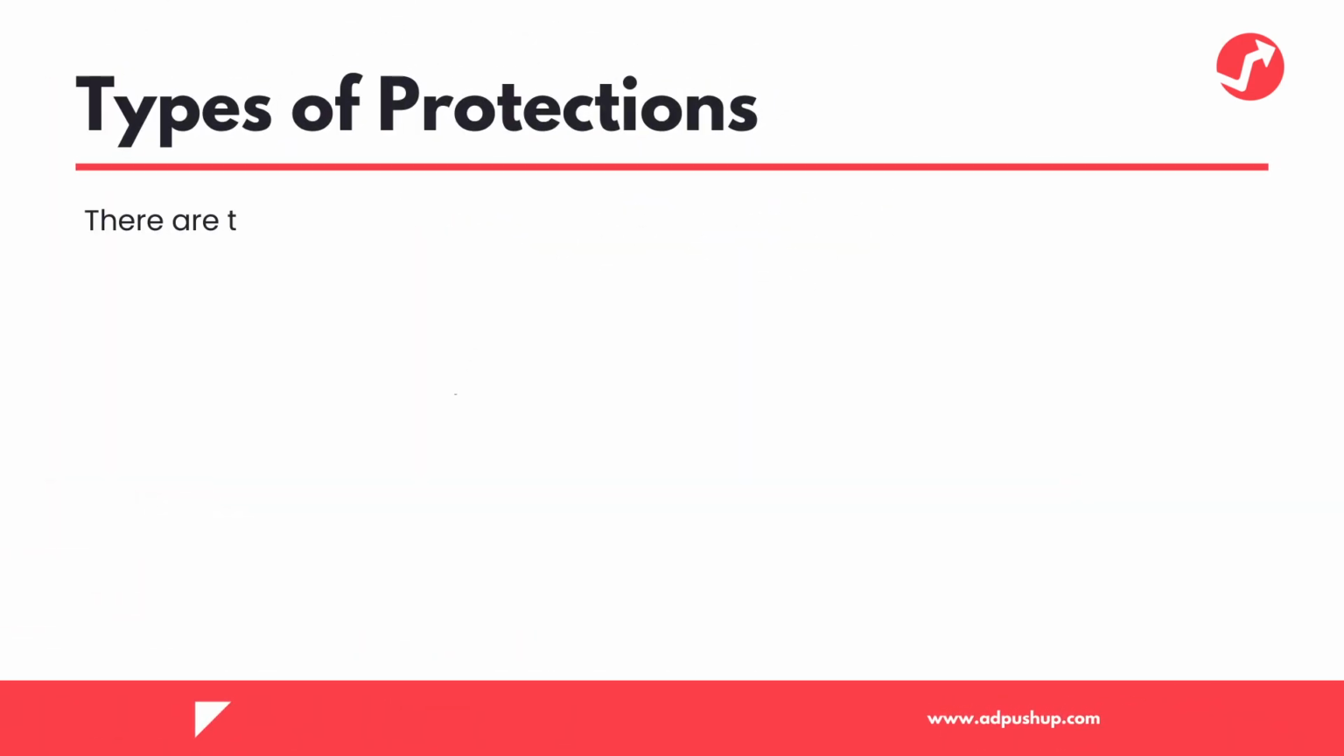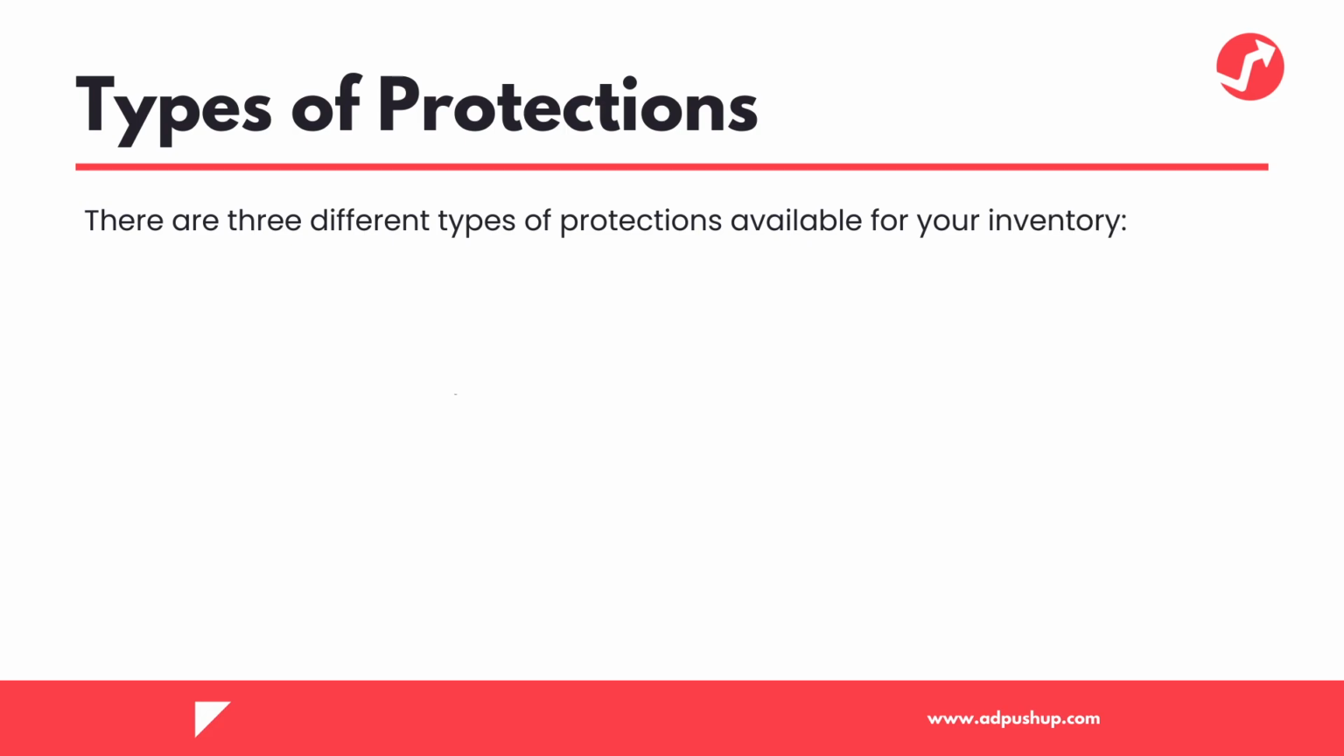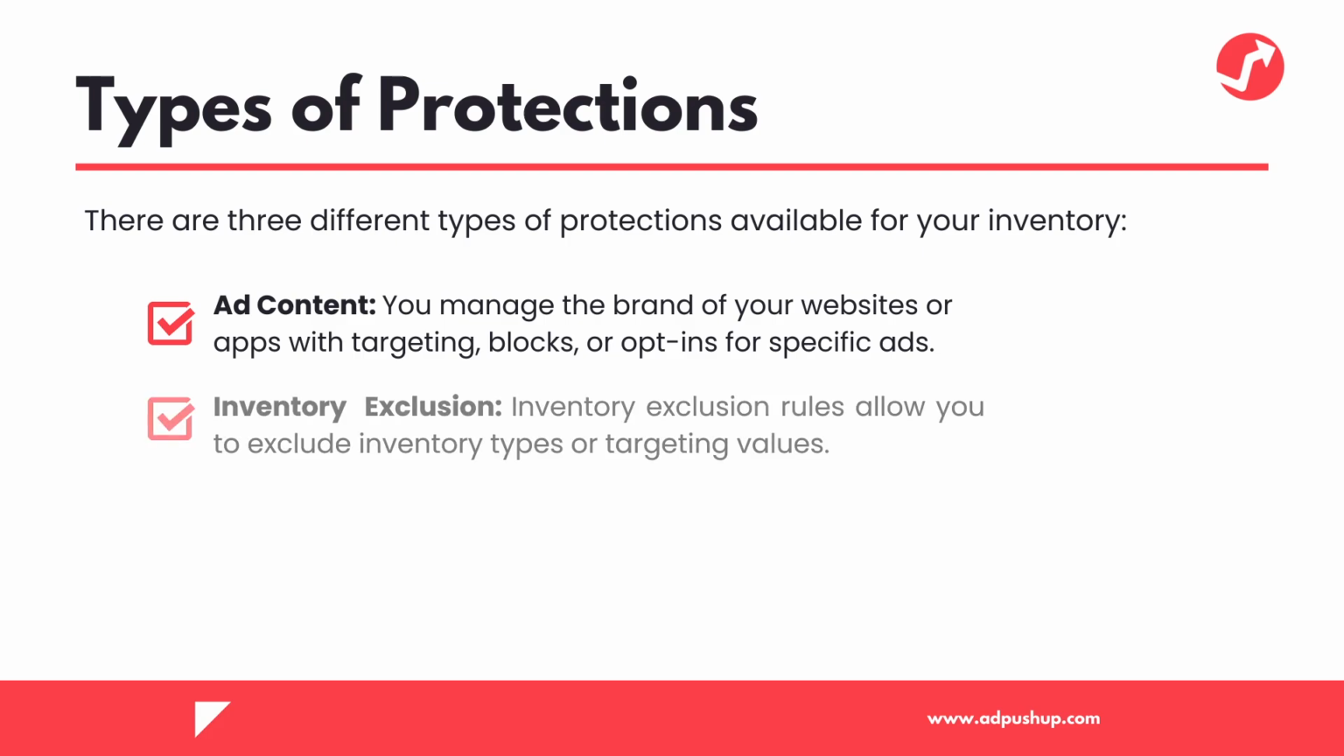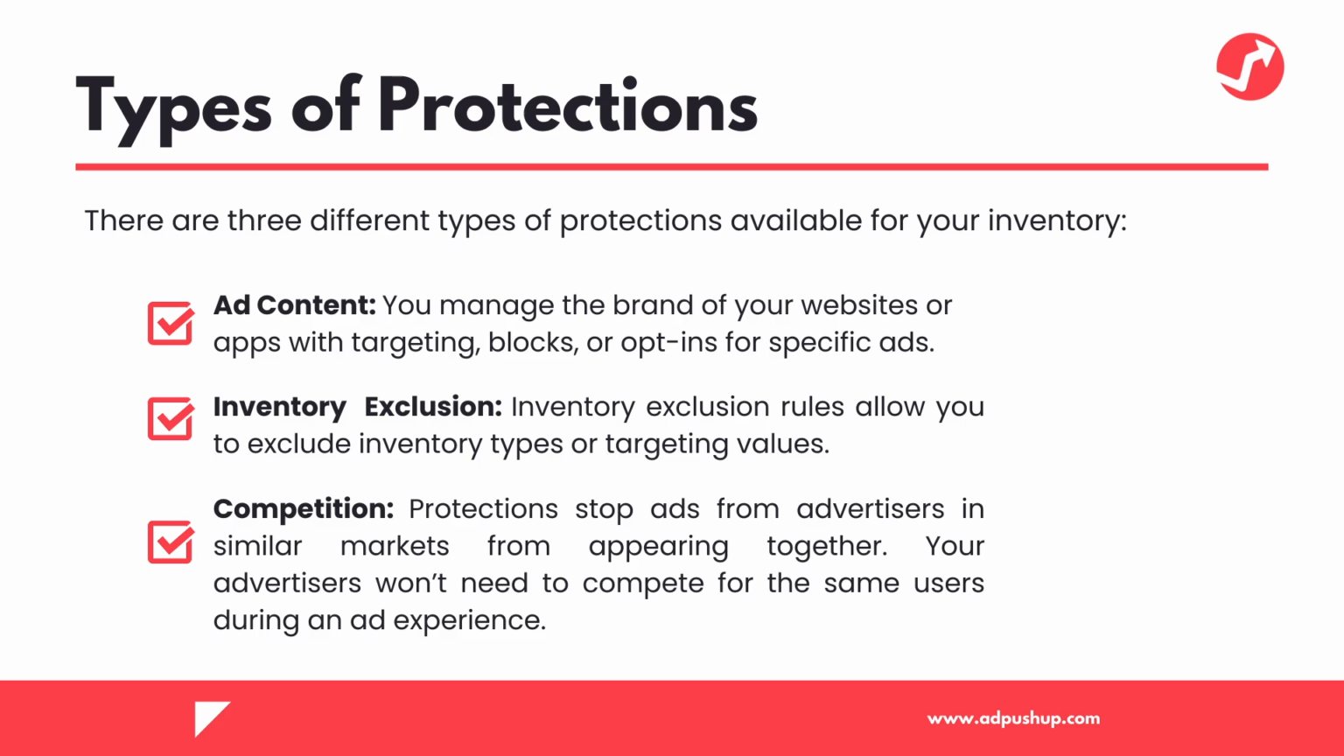Before we begin exploring the topic of blocking rules, we're going to see the 3 different types of protections for your inventory. The first one, ad content. You manage the brands of your websites or apps with targeting, blocks, or opt-ins for specific ads. The second one, inventory exclusion. It allows you to exclude inventory or targeting values. Lastly, we have competition. Protections stop ads from advertisers in a similar market from appearing together. Your advertisers won't need to compete for the same users during an ad experience.